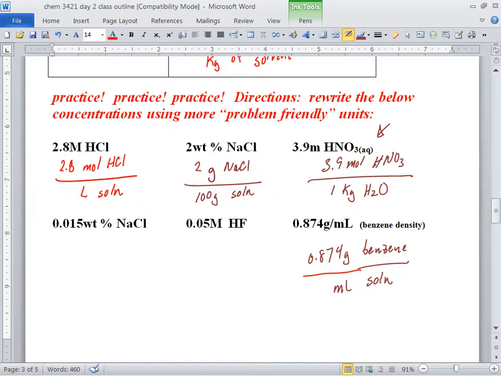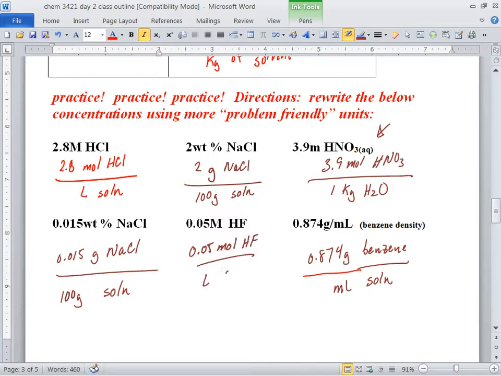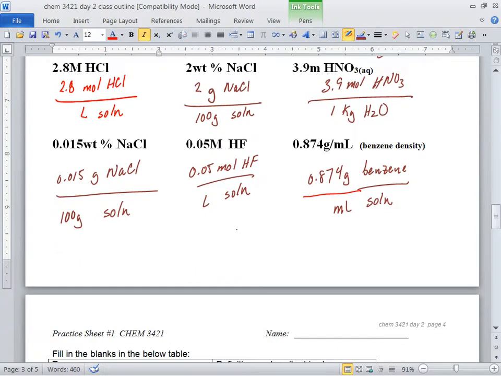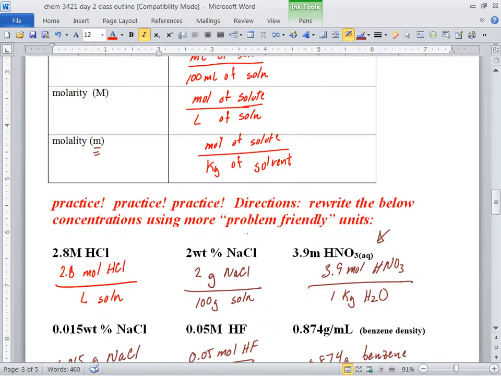Okay, Sabina's been unscathed so far here. Sabina, how would you answer this weight percent one? Over 100 grams of solution. How about Gloria, the last one we haven't done yet? Perfect. Okay. So if you look at this, does this make sense?